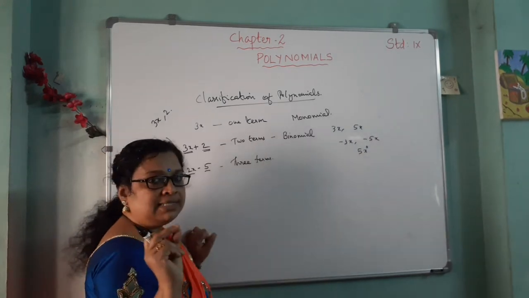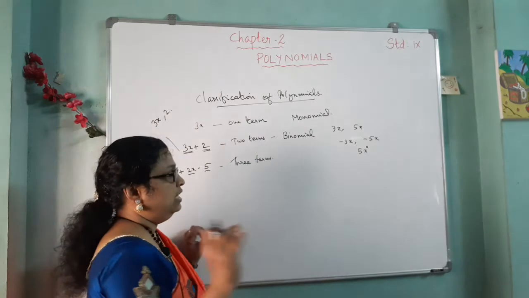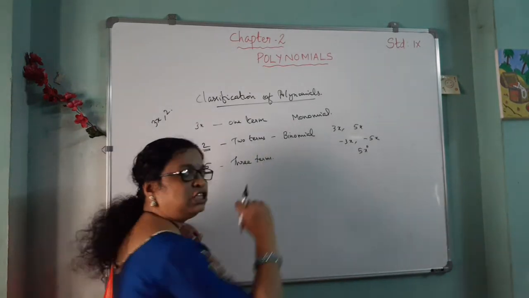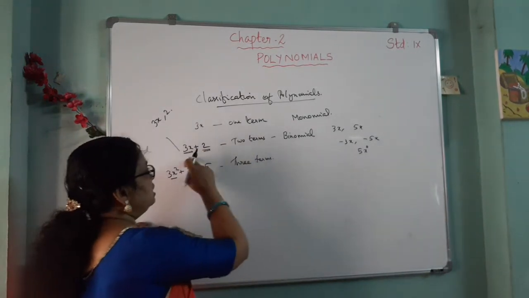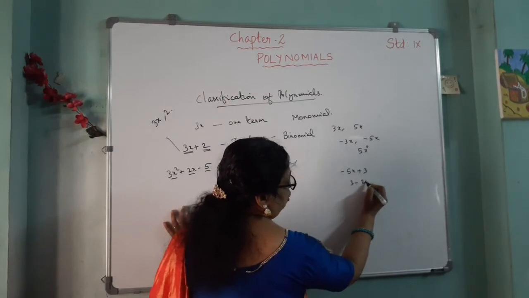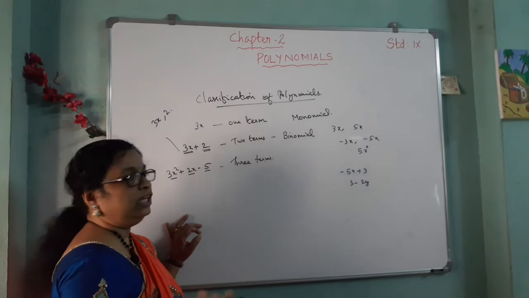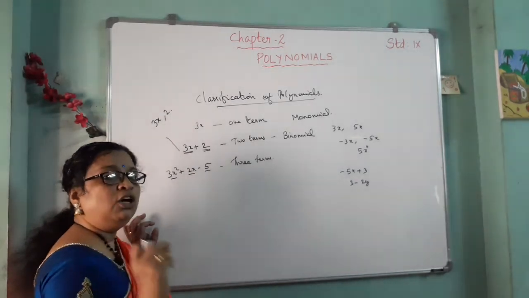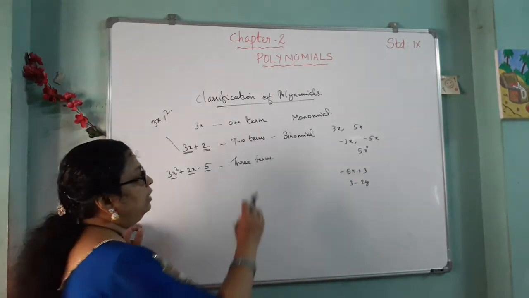We know bicycle, that is it has 2 wheels. Binomial, bi means 2. So binomial means 2 terms. Minus 5x plus 3, 3 minus 2y, these all have 2 terms. That is, a polynomial with only 2 terms is called a binomial.